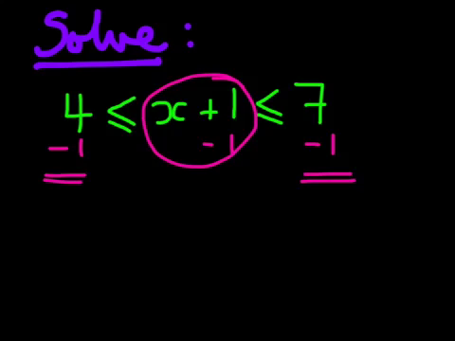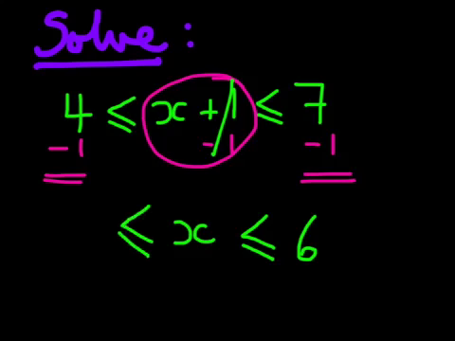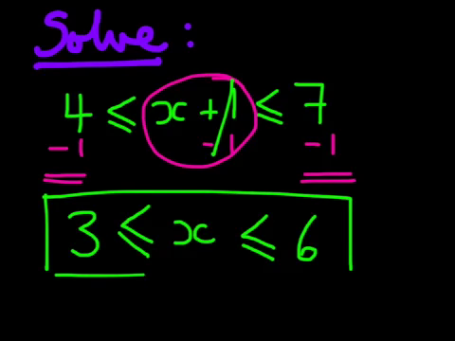And so what do I get? Well, I get my x value in the middle, that's what I wanted to get, because my plus 1 minus 1 cancels out. Remember, I keep that same sign there, because I'm just subtracting 1. 7 minus 1 gives me 6 there. On this side, I still have the same inequality sign. 4 minus 1 gives me 3. And this is actually my solution.